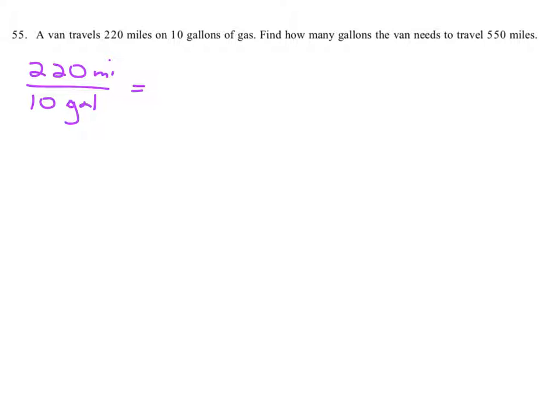And if miles is on the top, then on the other side of the proportion, we need to also have miles on top. So when they say 550 miles, we know where that's got to go. It's got to go on top because it was on top on the right-hand side. So it's got to be on top on the left-hand side as well. And then we say, okay, that's X gallons because they're asking how many gallons. That's what we don't know.